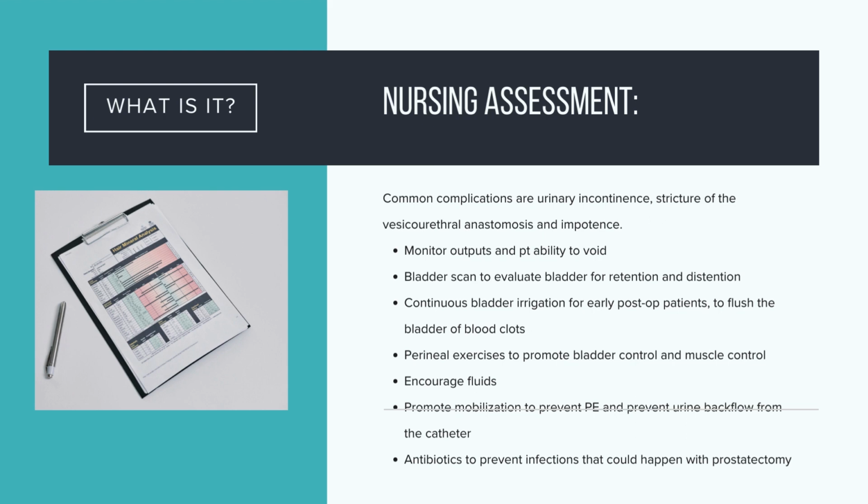This may also include bladder scanning to ensure that they're not retaining any urine and that their bladder isn't distended. They also may have a continuous bladder irrigation to flush out any blood clots, and it's important to evaluate the fluid that is coming out and to ensure that it's still working properly. They will also have perineal exercises that they can do to promote bladder control and redevelop the muscle control of their pelvic region.